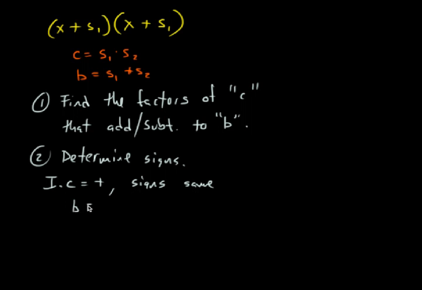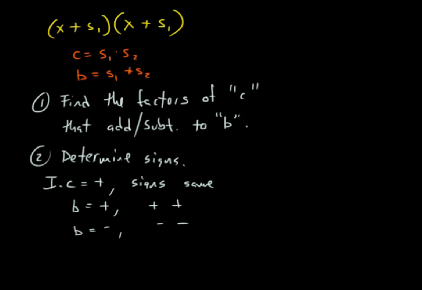And if b is positive, still in the same case, and the signs are the same, two positives are the only way I can get two numbers to add to be another positive. And similarly, if the signs are still the same from c being positive, if b is negative, then both of those must be negative. So there's our first case. If c is a positive number, then the signs are the same, so it's either plus plus or minus minus for these two symbols here.